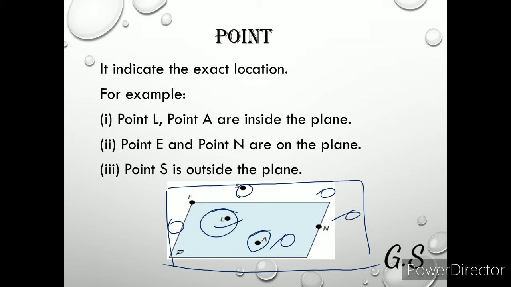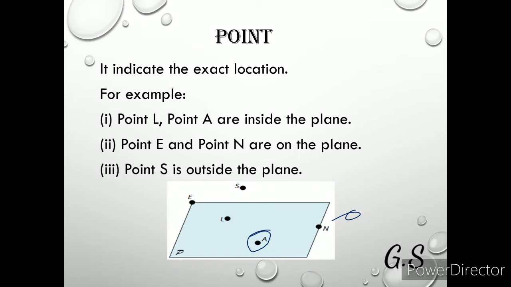So we can see some more points in this. Point L and point A are inside the plane. Point E and point N are on the plane, and point S is outside the plane. So we have seen inside, outside and on the plane, that means interior and exterior also.